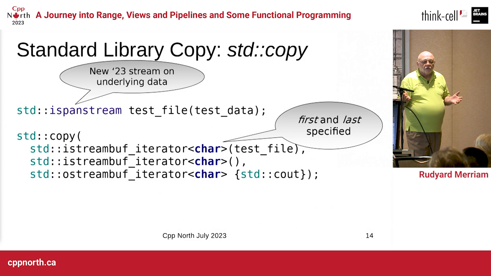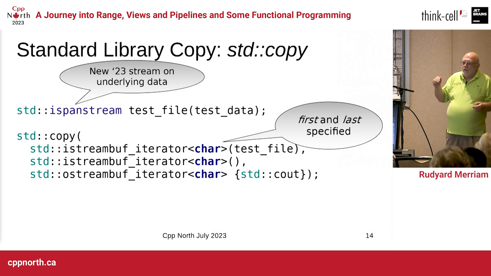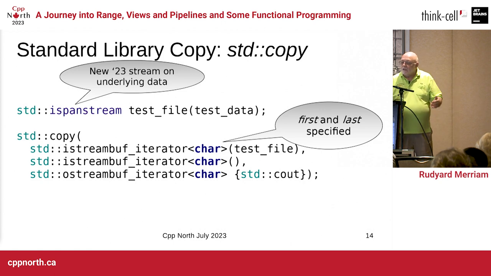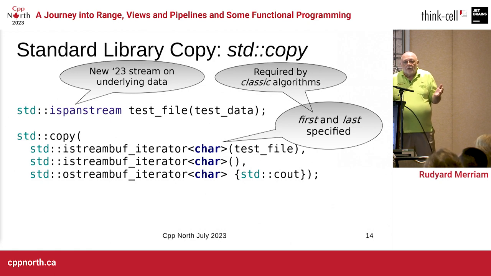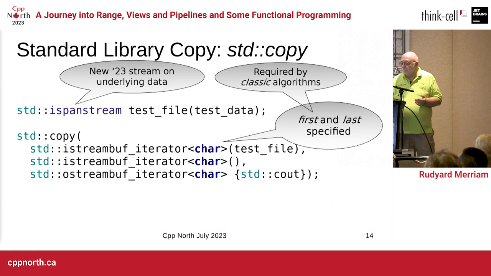We have to specify first and last, and we're using copy. I thought it was really cool the first time I saw somebody use copy to output a vector to standard out. And oh, that's cool. So I thought I'd use it here. It's different from all the other examples you'll see, so it gets your attention a little bit with copy. So you've got first and last specified, and that's what's required by our classic STL algorithms.